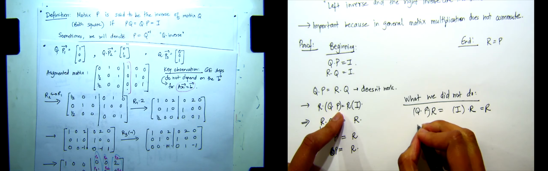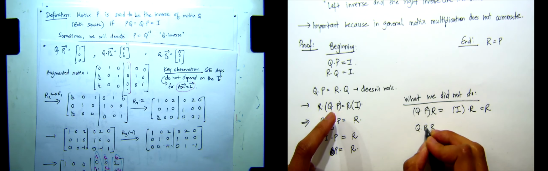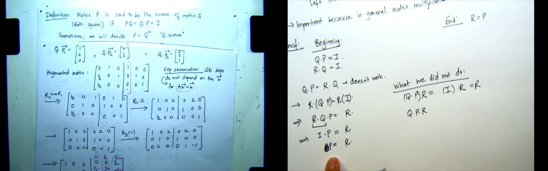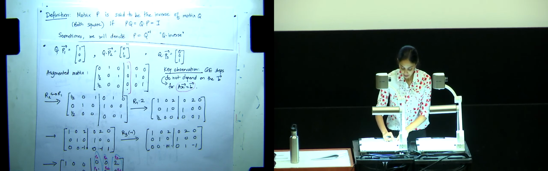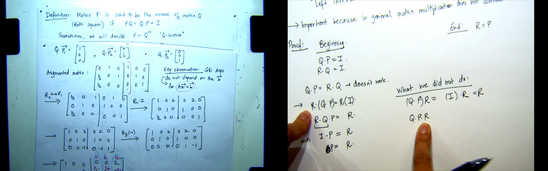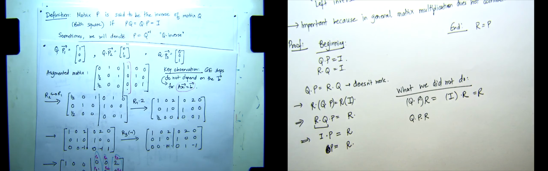But on the left, I would have had Q times P times R. Right? And then I don't have this nice pattern that emerged. So I chose to multiply on the left because I knew something about R times Q, whereas here, I don't know anything about P times R. Right? That's why I made that choice. Yeah, back.